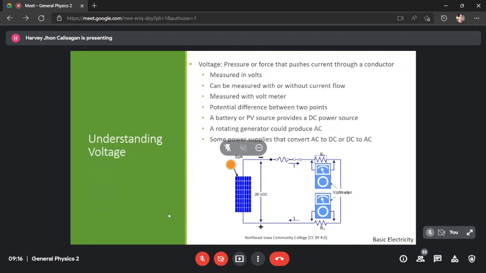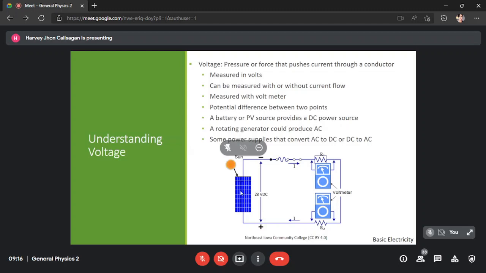So what is the source of voltage? It depends on what machines are used. For example, a solar panel has what we call storage, and the storage has voltage. The voltage is measured in volts, represented by the capital letter V.